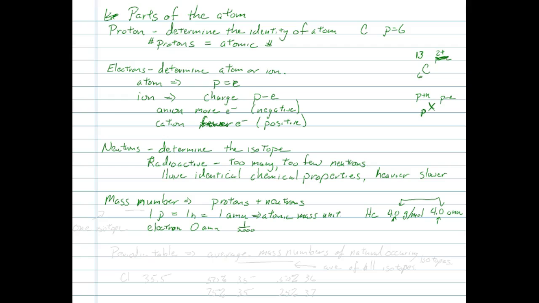Now, the reason why the mass number doesn't equal exactly the periodic table is because the decimals on the periodic table are the average mass numbers of all the naturally occurring isotopes.